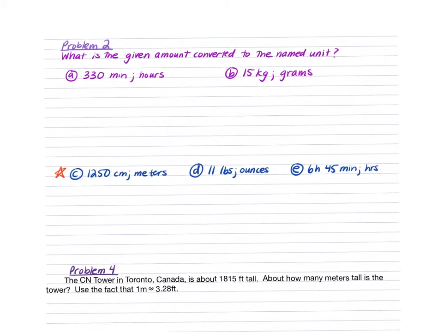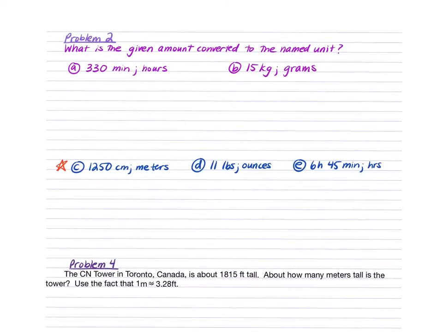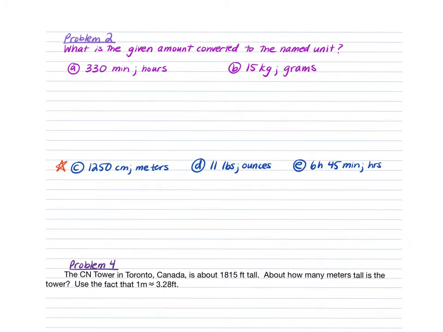So problem 2 says, what's the given amount converted to the named unit? If we have 330 minutes and we want to know how many hours that is, we're going to use a conversion factor. First we need to know how many minutes are in an hour. This stuff I'm not making you memorize. I will tell you. Hopefully most of you know that there are 60 minutes in 1 hour, but you won't have to memorize that. So the conversion factor is going to be some combination of the 60 minutes and this 1 hour.